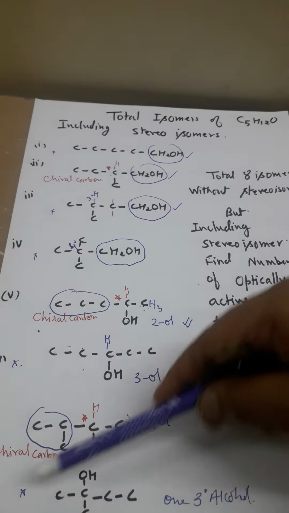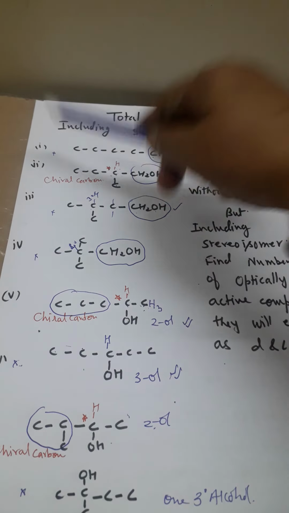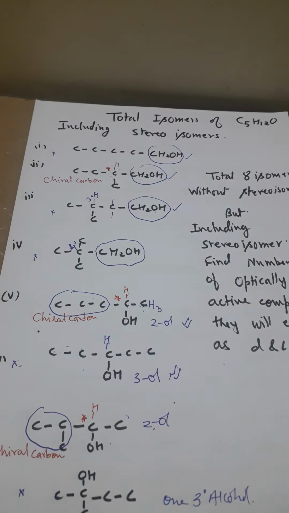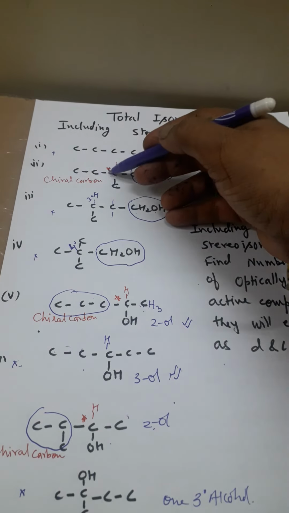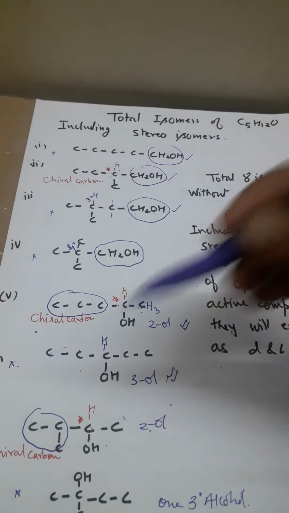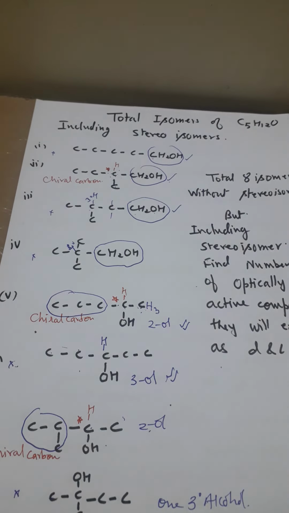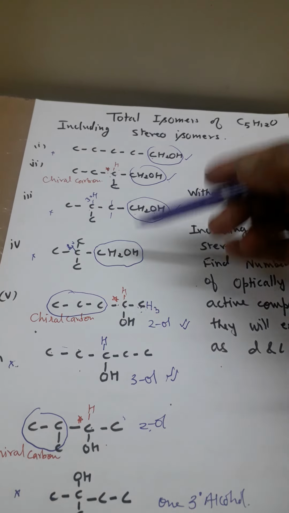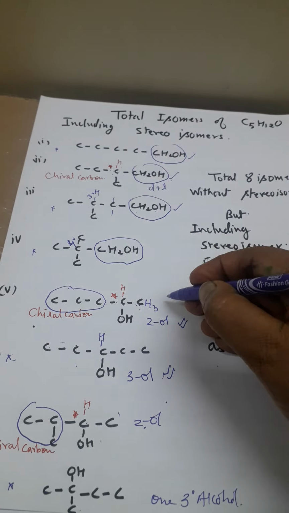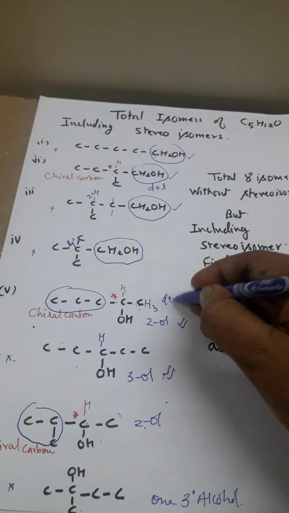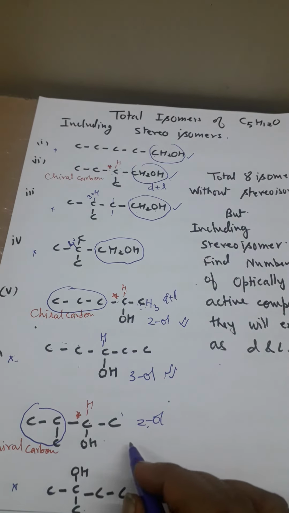So how many crosses did I make? 1, 2, 3, 4, 5. So there are 5 optically inactive. But I made 3 stars over here, for this one and this and this. So these are optically active, and they will show optical activity. So it will show D and L forms. This will show D plus L, here also D plus L, here also D plus L.